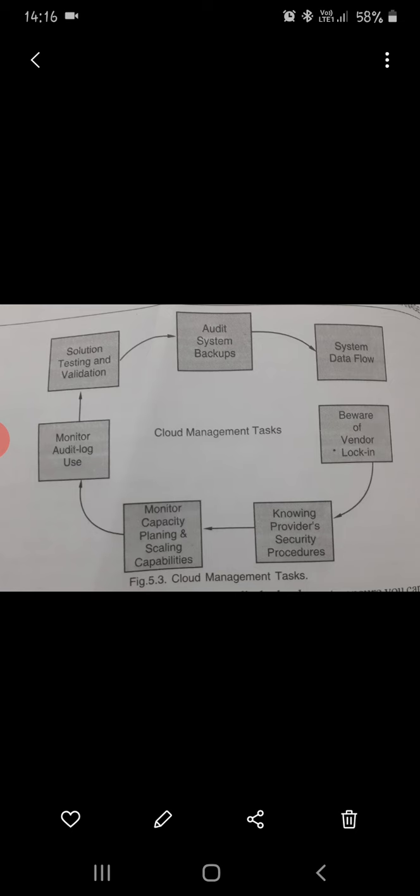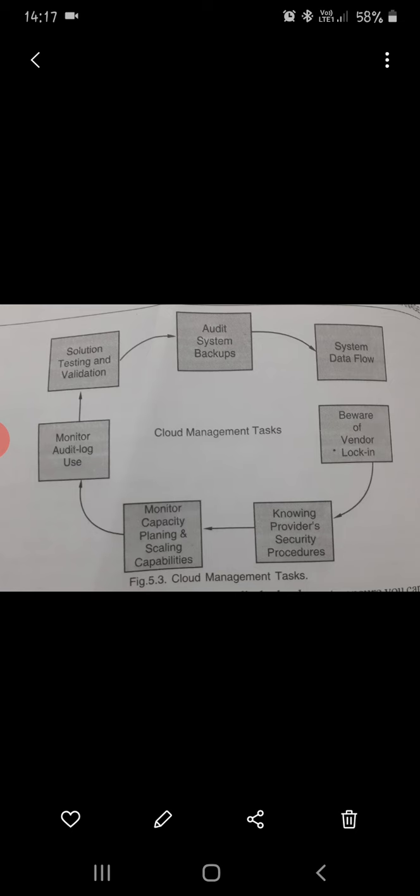Fifth point is monitor capability planning and scaling capability. The manager should know the capability planning in order to ensure whether the cloud provider will meet the future capacity requirement of the business or not. It is also required to manage scaling capability in order to ensure the service can be scaled up or scaled down as per the user's need. If your demand is higher, you can scale up your resources, you can scale up your data, or if your demand is low, then you can scale down according to your need. You can scale up and scale down your services.